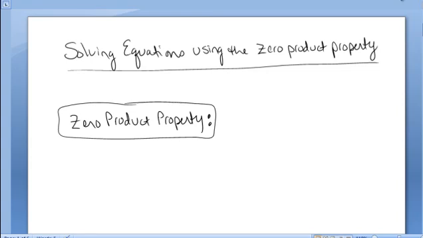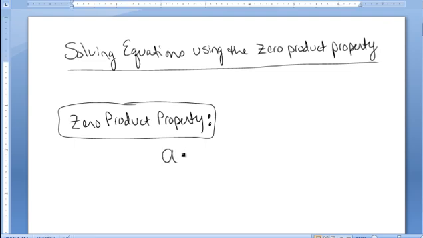In this video, we'll use the zero product property in order to solve some equations. The zero product property states that if you have two real numbers, a and b, and you multiply them together, and the answer is 0, then one of those two numbers must be 0.